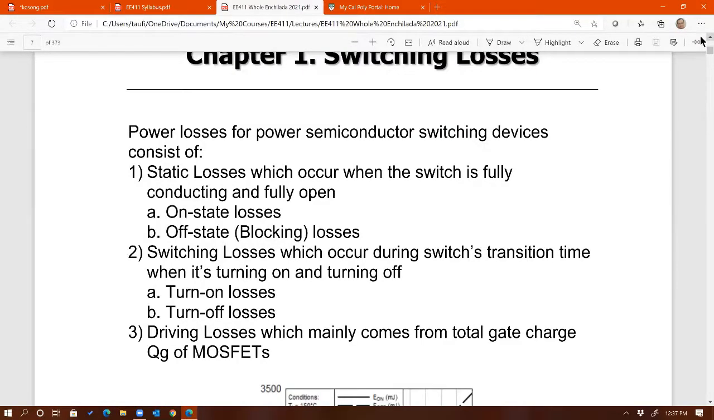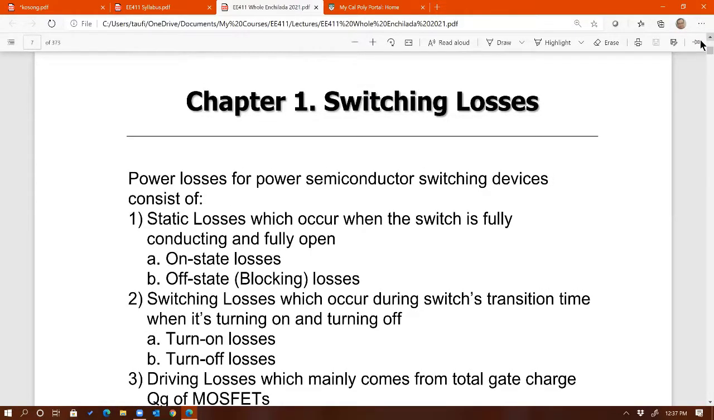All right, there it is. Switching losses. So this is the first topic of this class. It's a very important topic. The reason being, you probably remember from EE411, the main objective of power electronics. What is it? You remember?